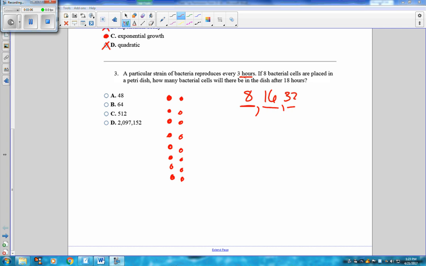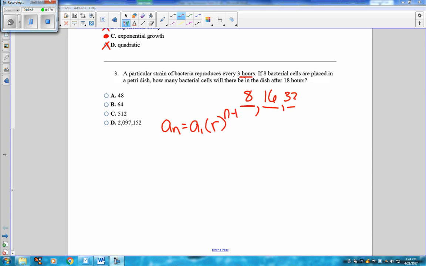since it reproduces every 3 hours, and they want to know how many bacteria cells I'll have in 18 hours, I have to take 18 and divide it by the number 3. So that 18 divided by 3 is 6. So when I'm writing my formula, I'm going to have A sub n equals my initial start value, which is represented as A sub 1, times R to the n minus 1 power.